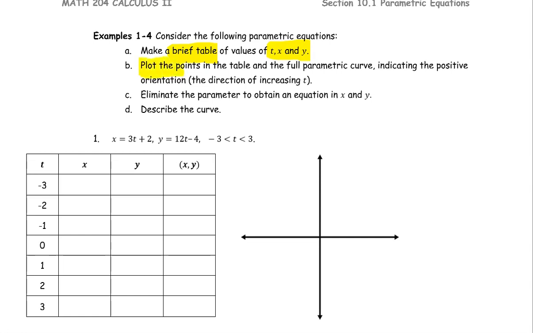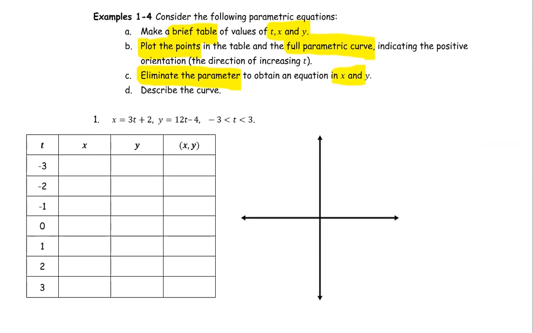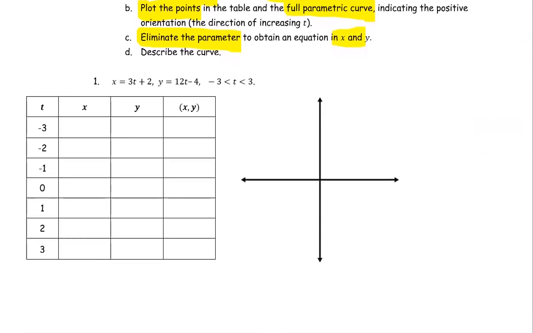Part B, we're going to plot all the points, meaning the ordered pairs (x, y) in the table, and make the full parametric curve indicating the positive direction. That means as t increases, what is the behavior of the graph that we obtain? Part C, we're going to eliminate the parameter. That means we're going to get rid of t to see how x and y are related to each other. And part D, we're going to describe the curve as a curve of x and y.